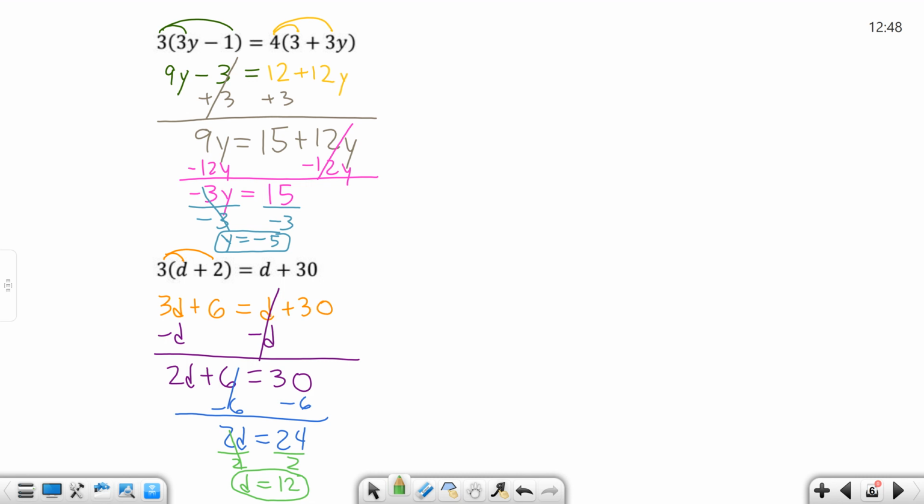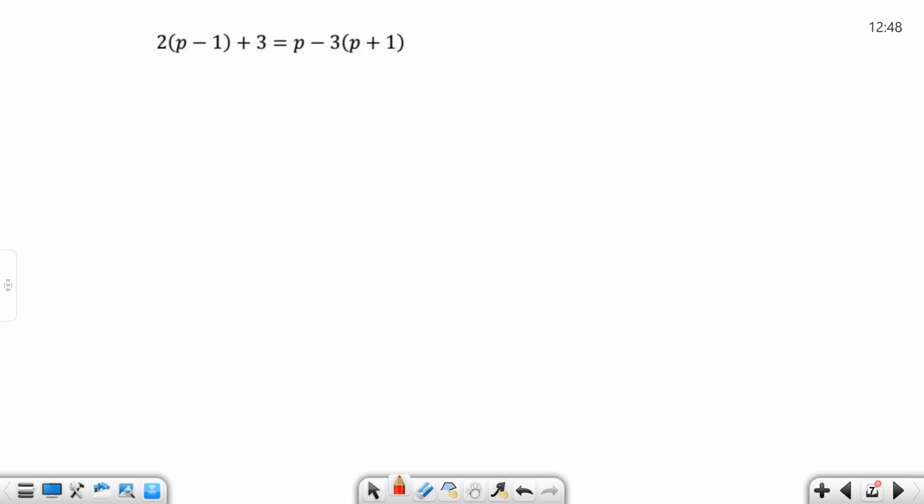All right, so let's see here. 2 times (p minus 1) plus 3 equals p minus 3 times (p plus 1), right? So here I got a lot of stuff going on. I got parentheses on both sides. I got multiple terms on both sides. I got all kind of stuff going on.